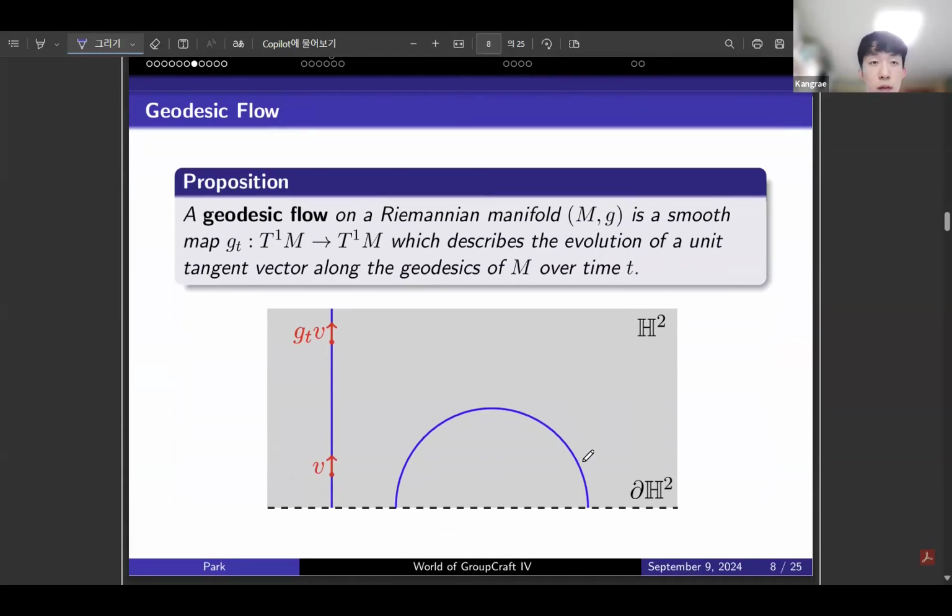So here's the definition of geodesic flow. A geodesic flow on a manifold is a map from the unit tangent bundle to itself, which describes the geodesic. For instance, let V be a unit tangent vector on the hyperbolic plane here. Then this geodesic flow g_t sends this V to g_t of V, which is an evolution of the unit tangent vector along geodesics over time t. So let V be this one, and then g_t of V would be this one, while this hyperbolic length would be t.